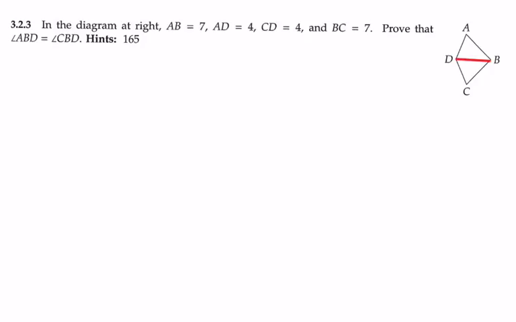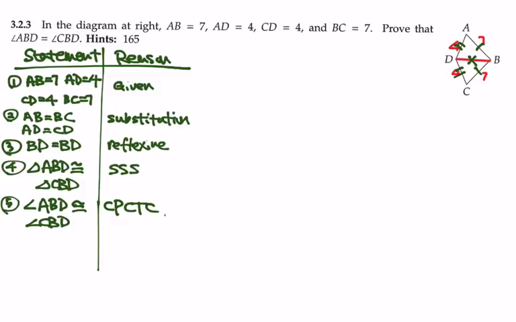So here we need to prove that angle ABD and angle CBD are congruent, but there was no line segment, so I drew the line segment. And then we have to see, how can they be equal to each other? They gave us these line segment lengths. That means we can say that those two pairs are equal, and then we realize that BD is reflexively congruent to itself. Hence SSS. So we're going to write that up right now.